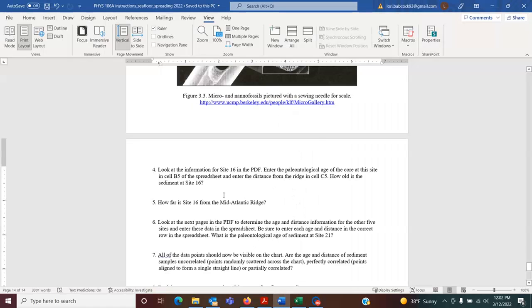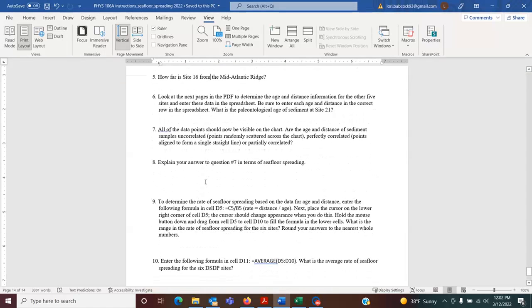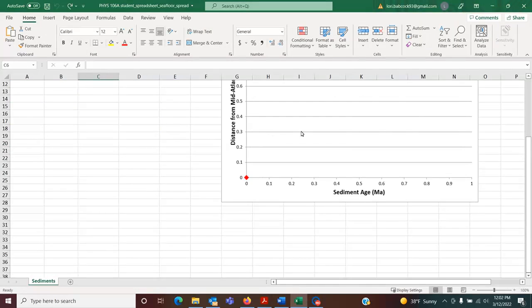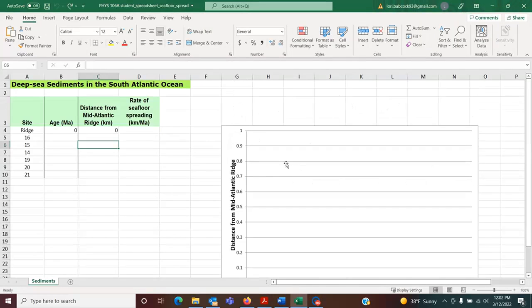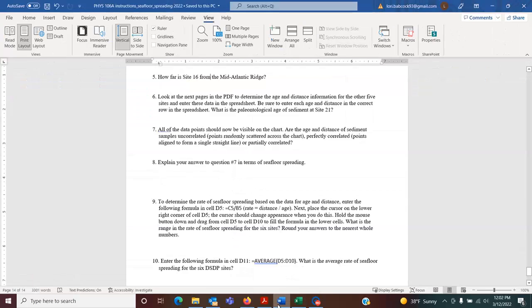And then to complete this part, you're still using the data from the PDF. You'll find as you get the age and the distance data entered into the Excel spreadsheet, what happens is that you'll see points plot on this chart automatically. And if you don't, let me know. It could be something weird with your software or operating system. I'll help you work that out. But you're going to see some sort of trend, and you'll answer a question based on what you see.